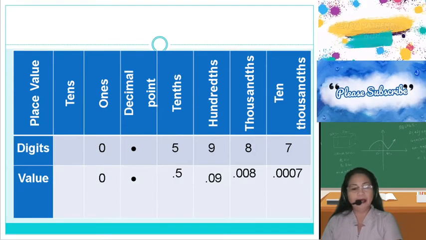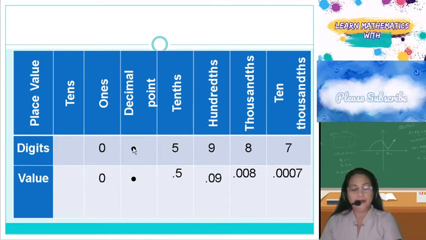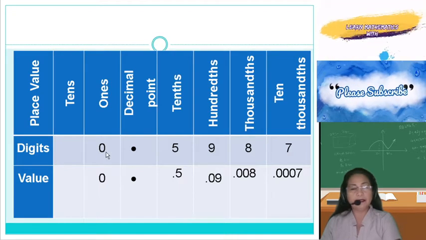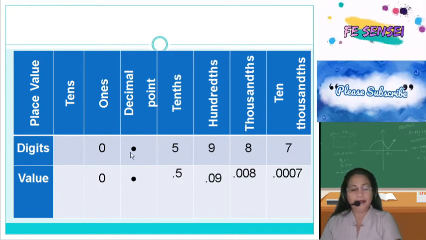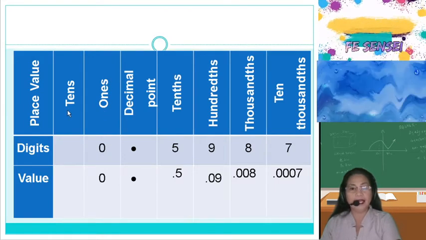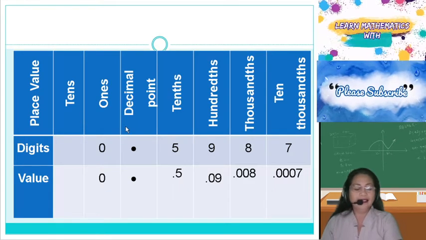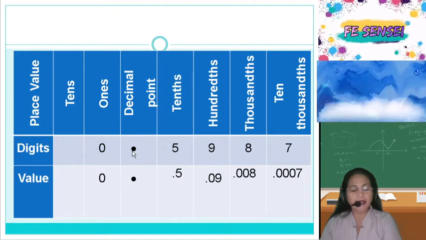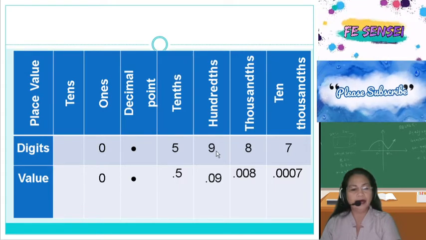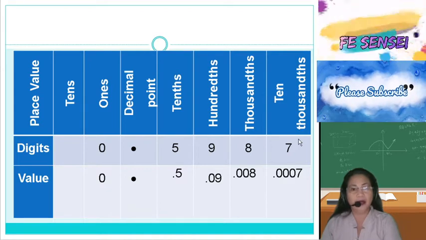The place value. To the left of the decimal point is the whole number. So the first digit to the left is in the ones place, and then tens place, then hundreds, thousands, and so on. Now, from the decimal point to the right, the first place is tenths, then hundredths, thousandths, ten thousandths, and so on.